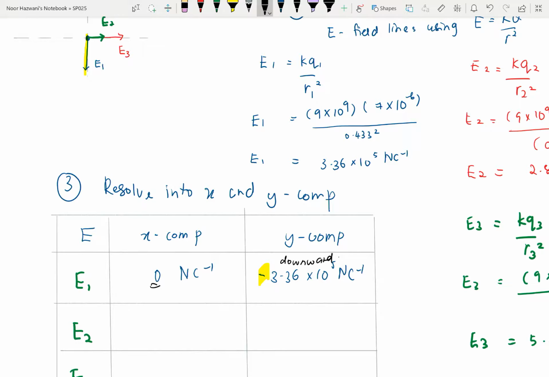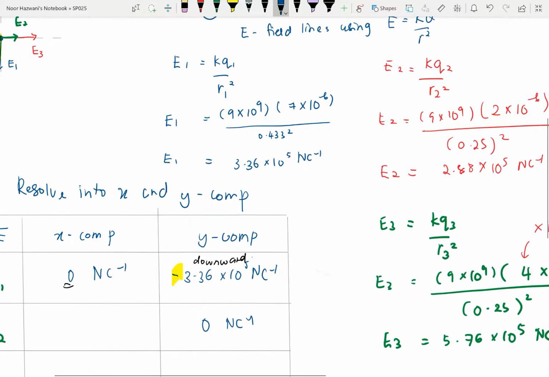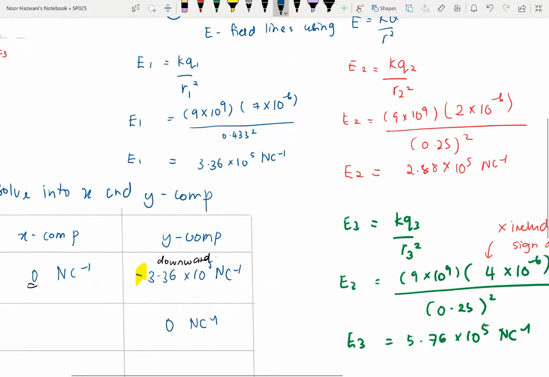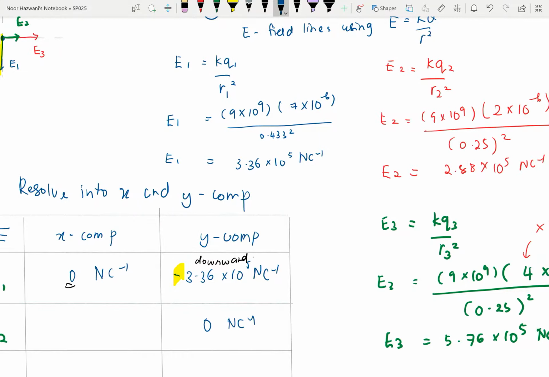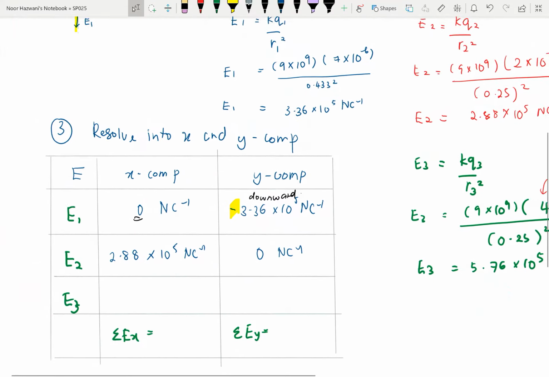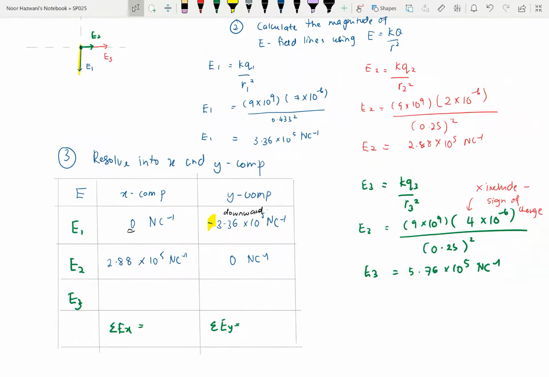Okay, untuk E2 dia directed to the right. Okay, so dia tak ada nilai pada paksi Y. So, letak 0 untuk paksi Y. Untuk paksi X dia, since dia directed to the right, so it would be positive 2.88 times 10 to the power of 5 Newton per Coulomb. Okay, dah settle. So, untuk E3 juga, dia directed to the right. Okay, so tak ada nilai untuk paksi Y. So, just letak 0. Walaupun 0, you have to put unit compulsory. Okay. So, 5.76 times 10 to the power of 5 Newton per Coulomb.